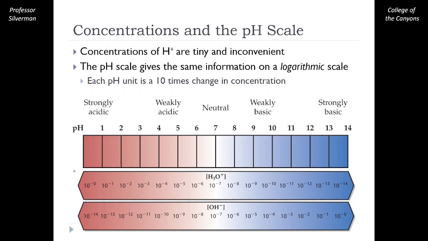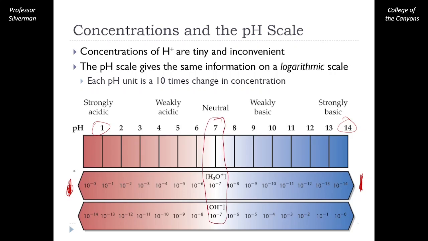Our concentrations can go from all the way down here at 10 to the negative 0, all the way up here to 10 to the negative 14. A wide range of concentrations. But our pH scale goes from about 1 to about 14. These numbers are more convenient and more pleasing for us to use.